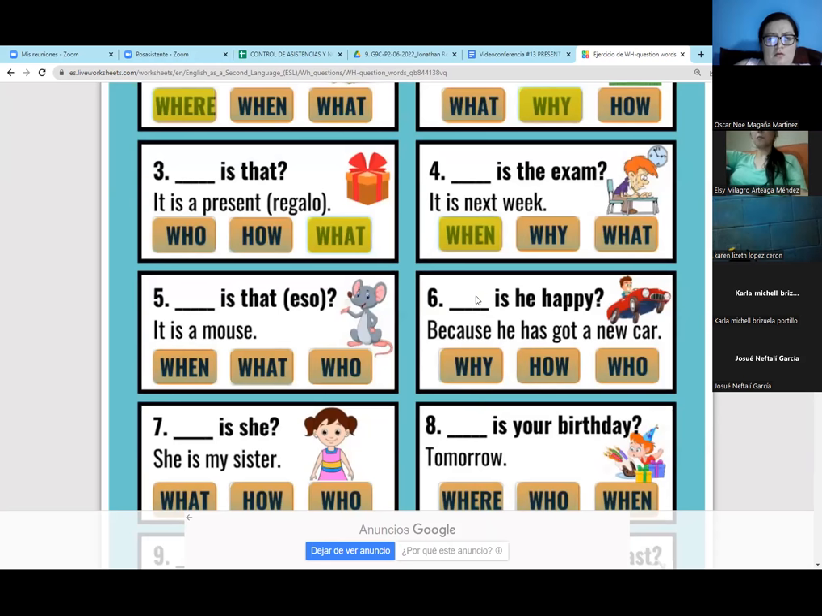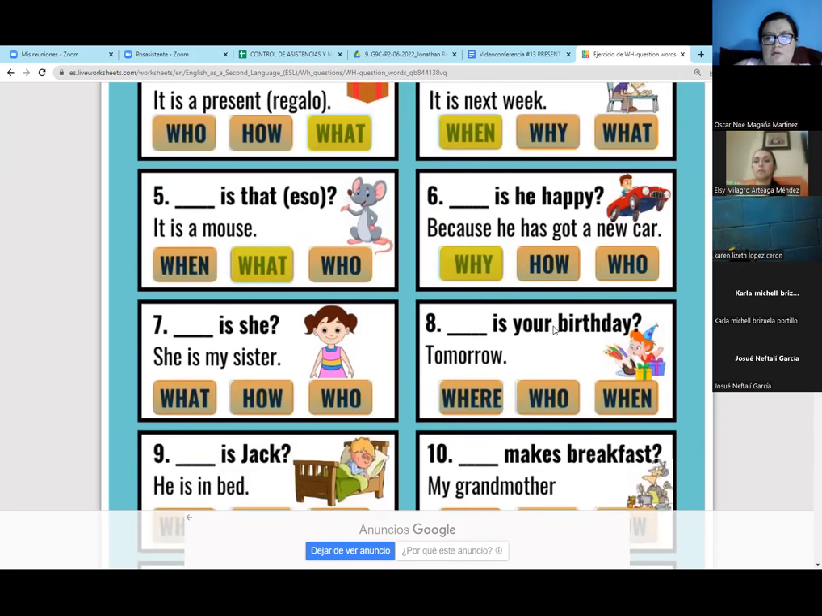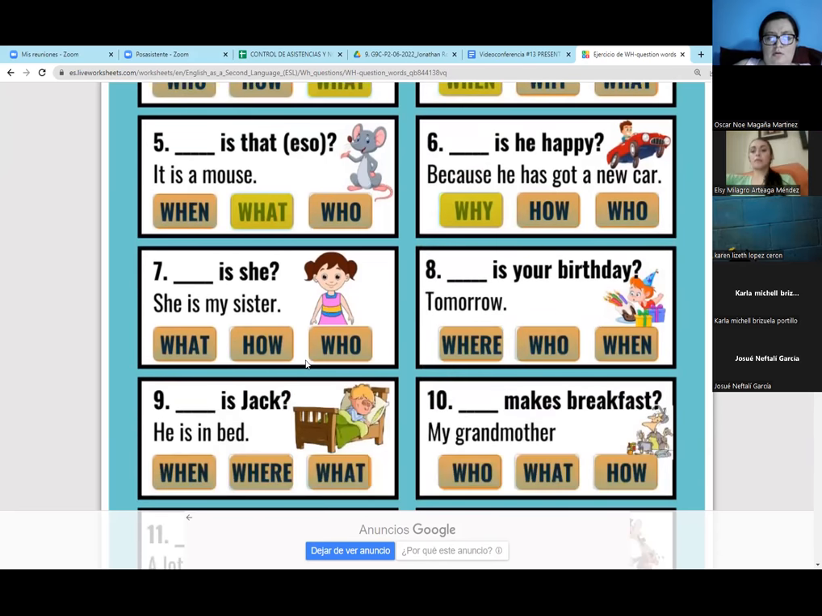Five is that, ¿qué es eso? What? Good. Six. Because why? Why? Perfect. Seven. Who? All right. Tomorrow, mañana. Sorry, teacher. In pronunciation, who, where, and how, when, how, who? Okay. Number eight.